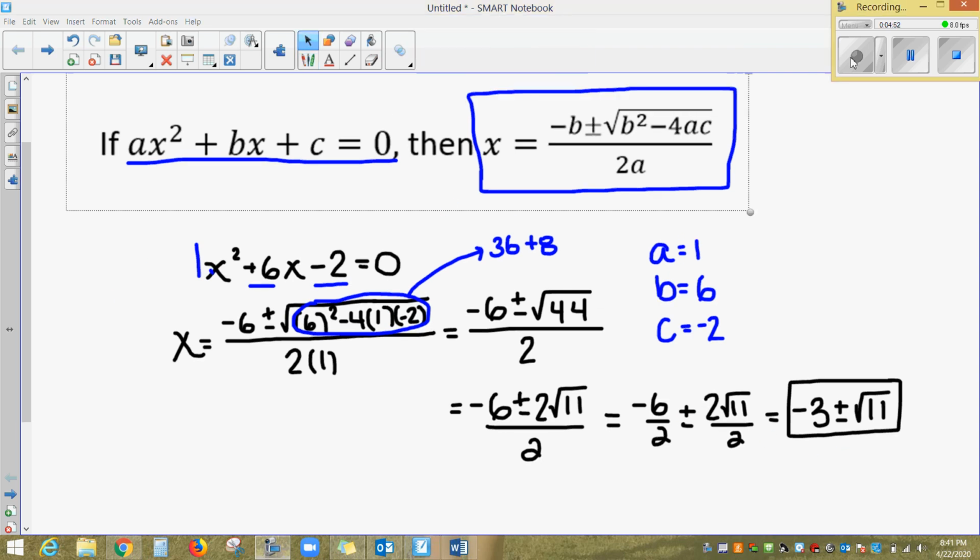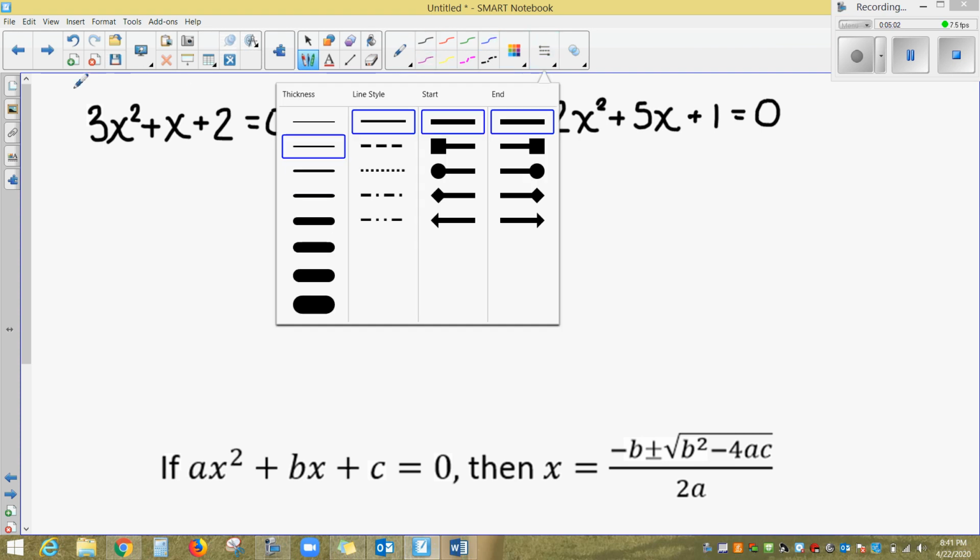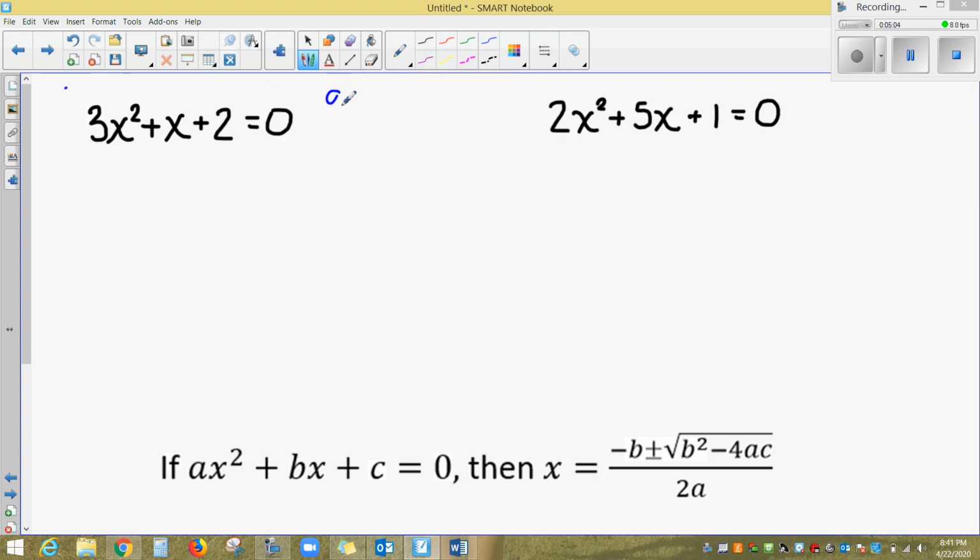All right, let's try a couple more. So up here, if we need to take a minute to make ourselves a list, the number in front of the x squared is a positive 3. The number in front of the x is positive 1. And our constant term is positive 2.